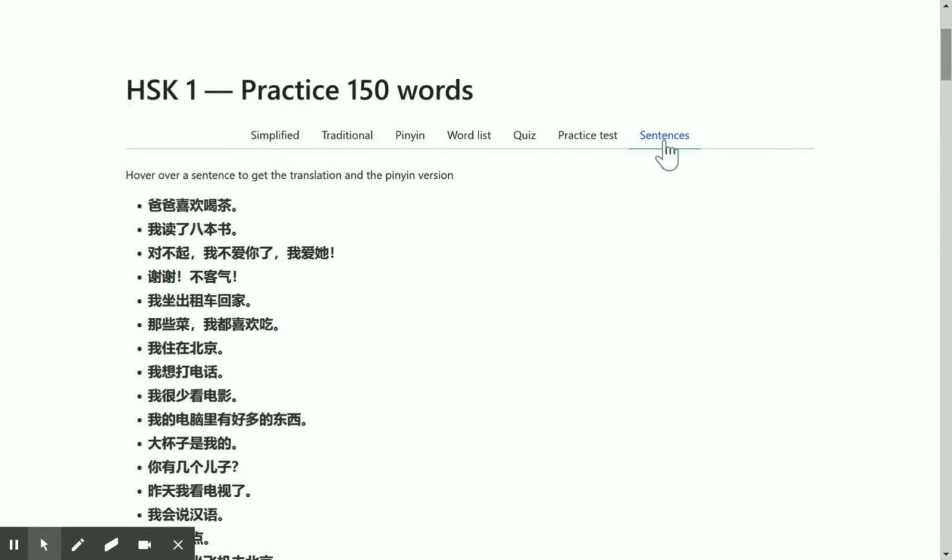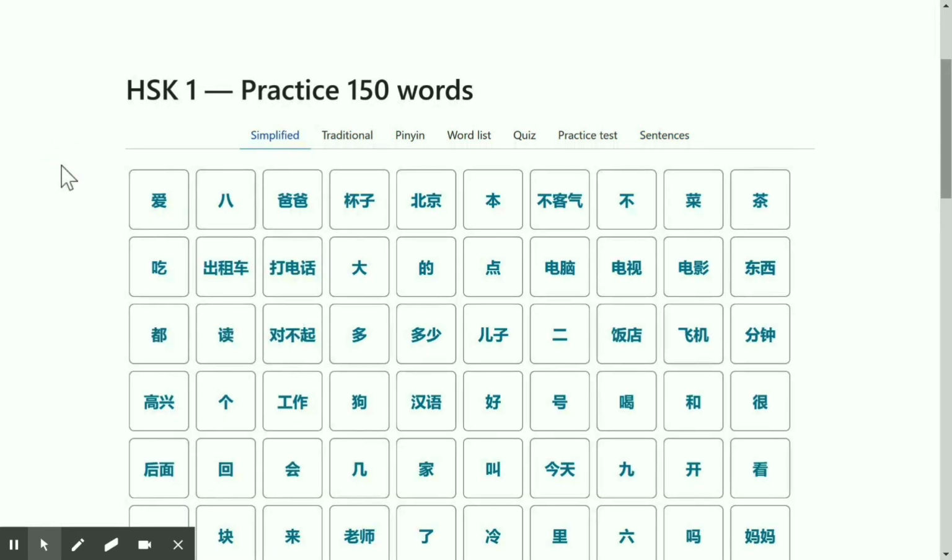Okay, sentences, like I said earlier, this is probably for more advanced learners. If you hover over the sentence, you will see the meaning in English and also the pinyin. Before we leave here, I'm going to show you one more thing. This is more for people who are trying to write down Chinese characters by hand.